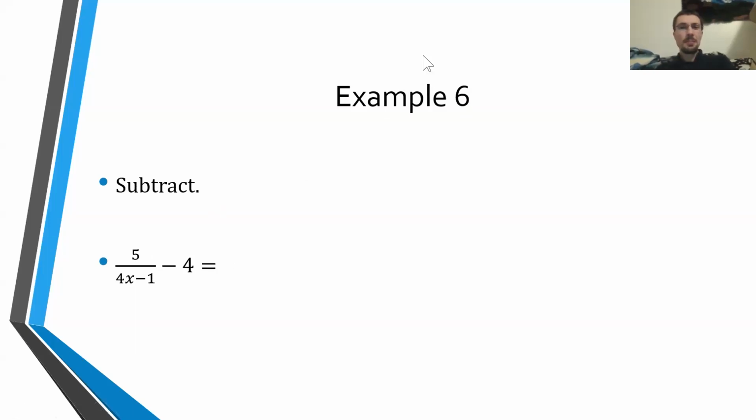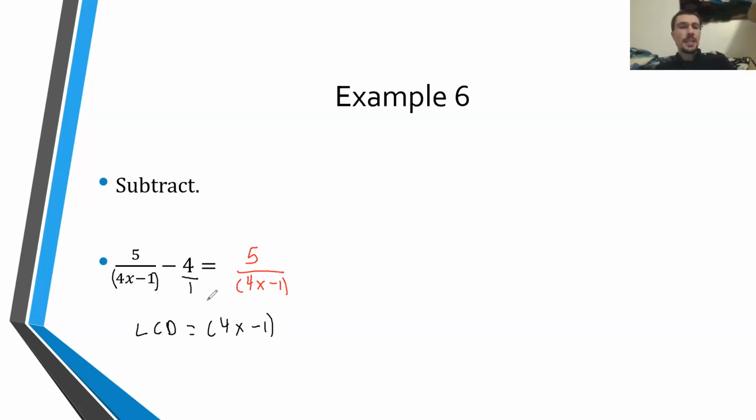I think we have 2 more examples. For this one, notice we don't have a fraction for the second thing, but you can write that as 4 over 1 to turn it into a fraction. Then notice that your LCD is going to just be 4x minus 1. If you wanted to put a 1 in front, you can, but 1 times anything is itself, so you don't need to. The first fraction already has the LCD, so you don't have to do anything with the first fraction.